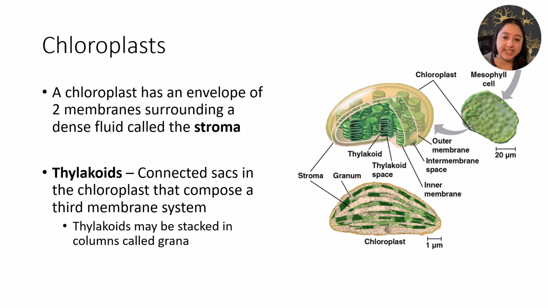And when they're stacked together, if there's a stack of thylakoids, then you could call them grana. Or a singular stack is granum. So this is one stack of thylakoids, a granum. And then if you're referring to a bunch of them, that's grana, plural.